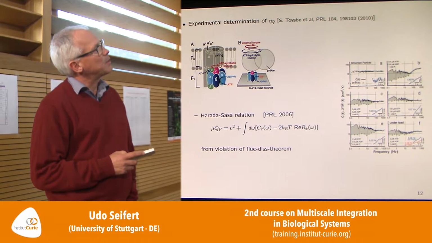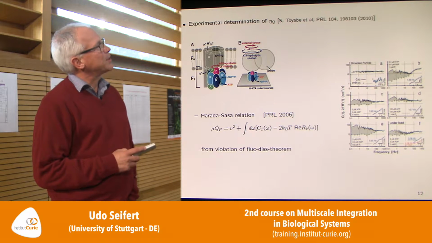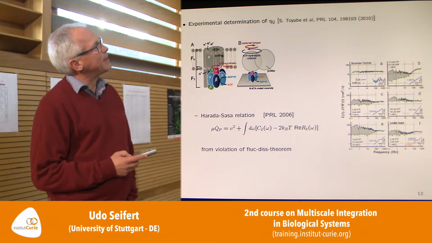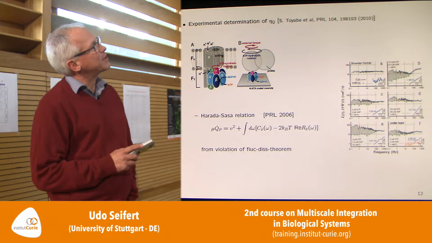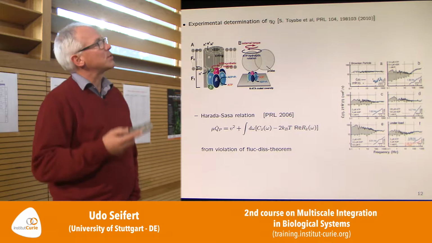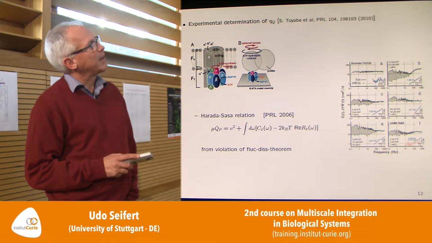So usually in equilibrium, that would be 0. What Harada and Sasa had shown is that you can actually get the entropy production, or here the heat released through the motion of the probe particle, by looking at the violation of this fluctuation dissipation relation. So what they did experimentally is first they measured the fluctuations of this motion as a function of frequency, and they also measured the response, which means they had to apply an additional little torque.